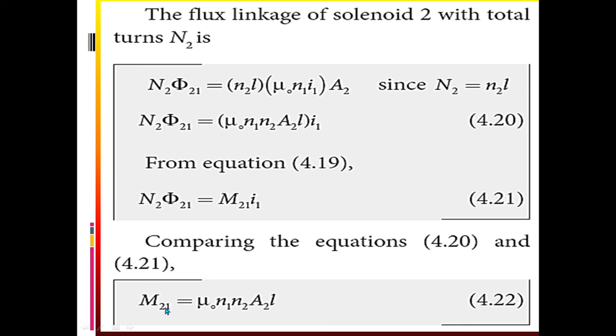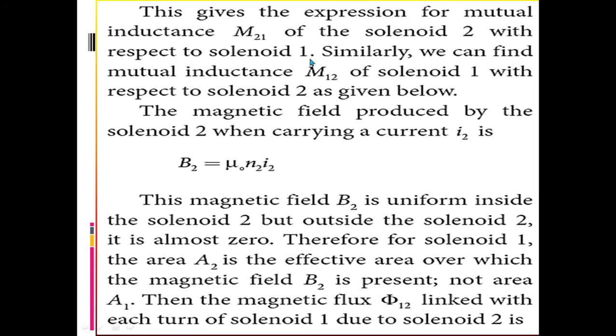The remaining term, the mutual inductance in the second coil due to the first, M21, is equal to mu naught N1 N2 A2 into L. This is a very important formula for your objective, 2 mark and 3 mark problem questions. Please note it down. This gives the expression for the mutual inductance M21 of solenoid 2 with respect to solenoid 1. Similarly, we can find the mutual inductance M12 of solenoid 1 with respect to solenoid 2, as given below.